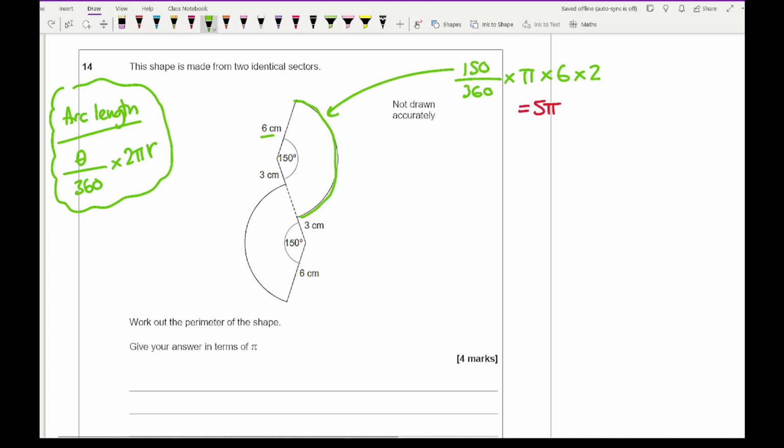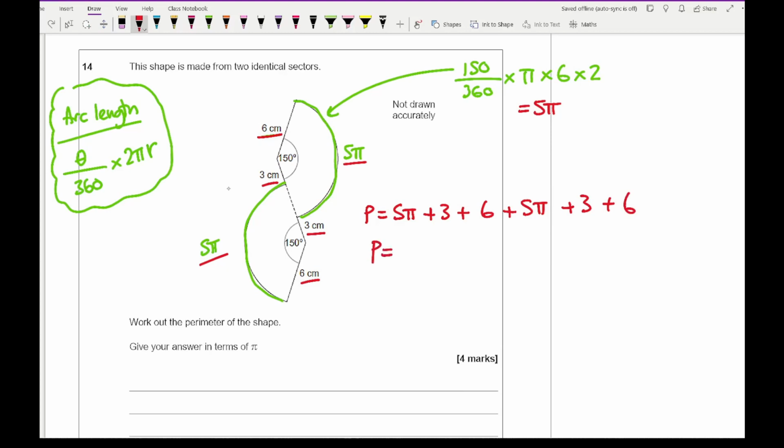So then this green length here is 5 pi, and this length here is also going to be 5 pi because the sectors are identical. So then working out the perimeter, looking at all those 5 sides, I've got 5 pi plus 3 plus 6 plus 5 pi plus 3 plus 6. Then joining and simplifying all of this, I get an answer of 10 pi plus 3 plus 6 plus 3 plus 6, which is 18, and that's in centimeters.